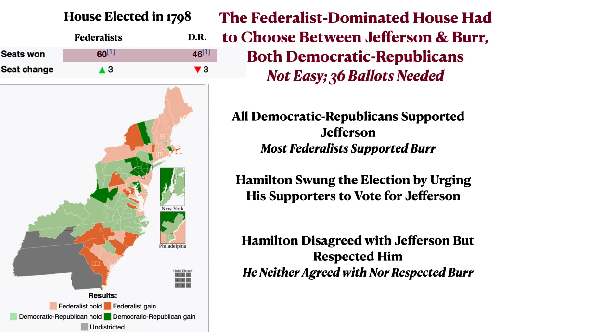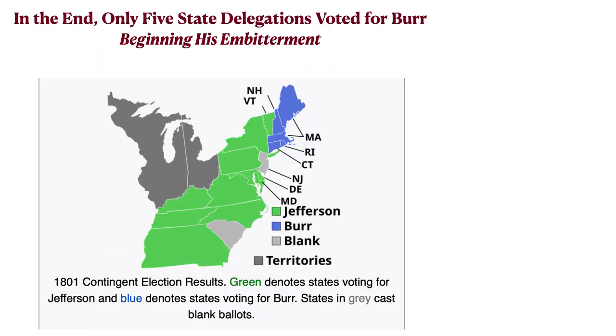Is not something that most Federalists would want to have there. He's their main opponent. But it's actually Alexander Hamilton who swung the election by urging his supporters to go for Jefferson. So Hamilton regarded Jefferson as his main sort of opponent, but at least he respected Jefferson, and he did not respect Aaron Burr at all. And so in the end, like I say, each state delegation votes, but in the end, it was only New England states, not even all of them, not Vermont, who voted for Aaron Burr.